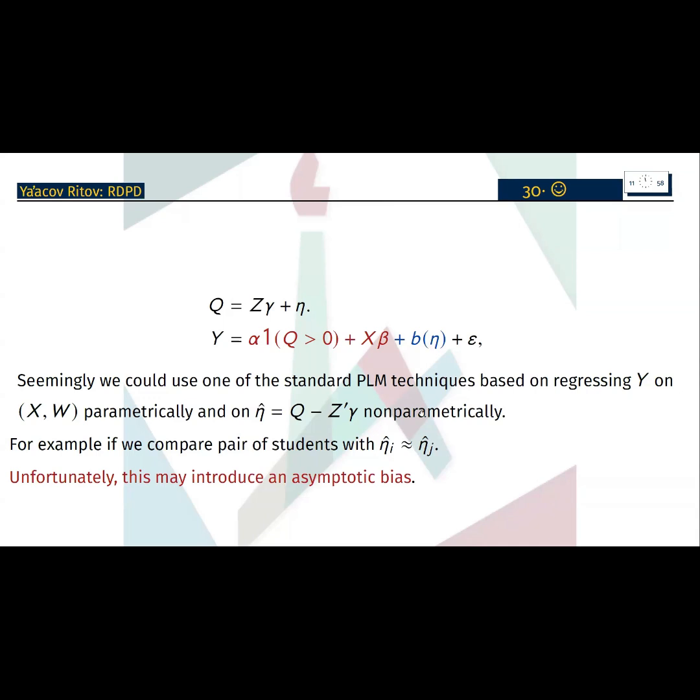So we could, and we do, depending on the context, compare students with, and I'll show you later, compare students with similar values of eta, estimated values of eta. The main line will not go through this way. This would introduce asymptotic bias. If I want efficiency, I cannot go through. I don't know how to go through.